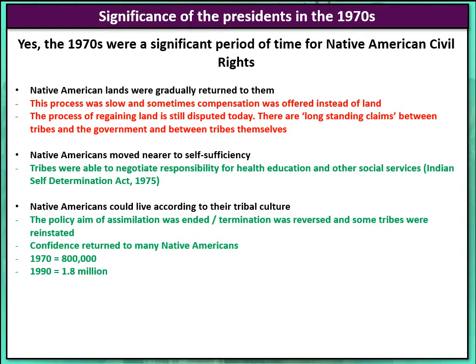Because of this, confidence returned to many Native American tribes, and this is reflected in their population numbers. Because in 1970 there were approximately 800,000 Native Americans in America, and by 1990 this had increased to 1.8 million.